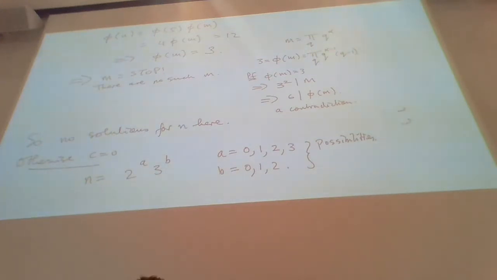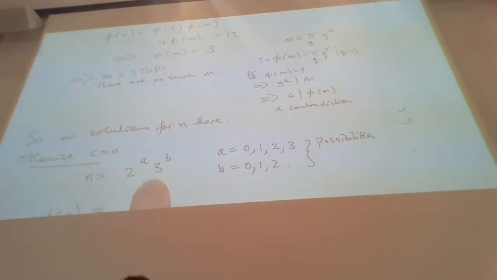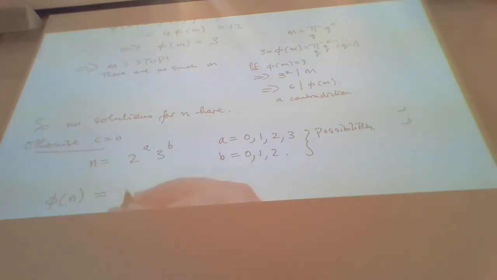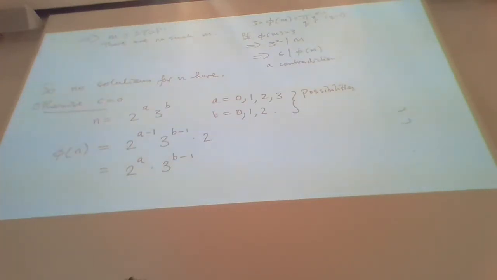I think we can go for it now. When you get close enough to your goal, you can just make a final leap. Let's just deal with these two together. So 5n here, because we know the multiplicative formula. This is the prime factorization of n in this case. So it's going to be 2 to the a minus 1 times 3 to the b minus 1 times an extra 2. So in other words, 2 to the a times 3 to the b minus 1. And this is supposed to be equal to 12.